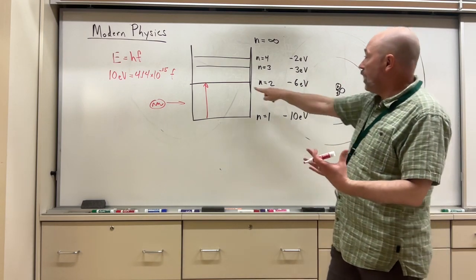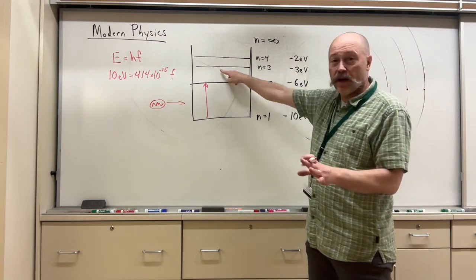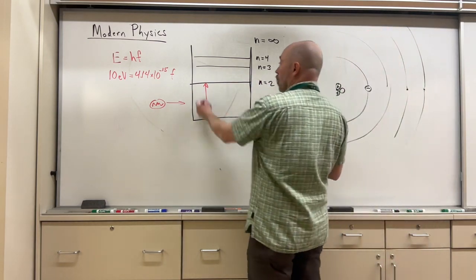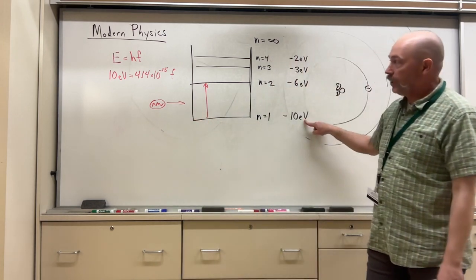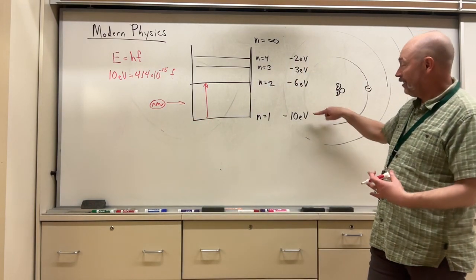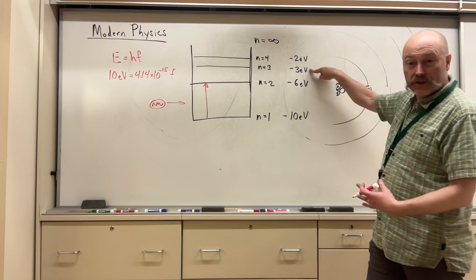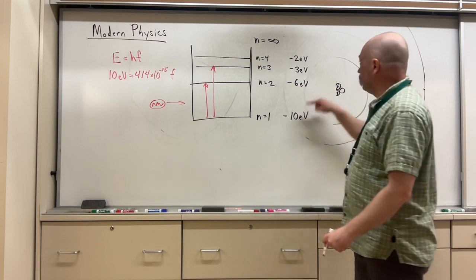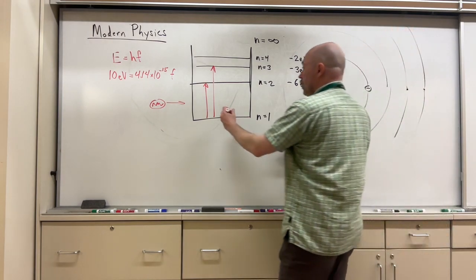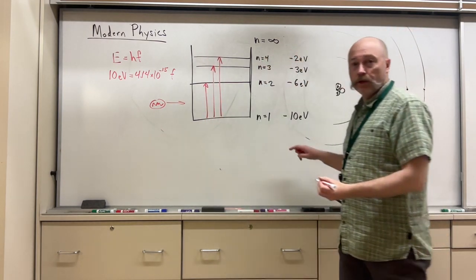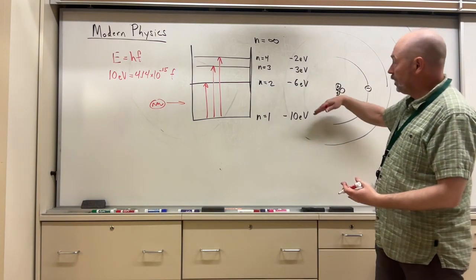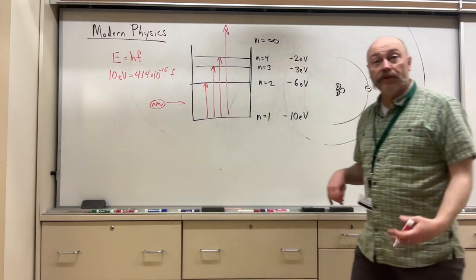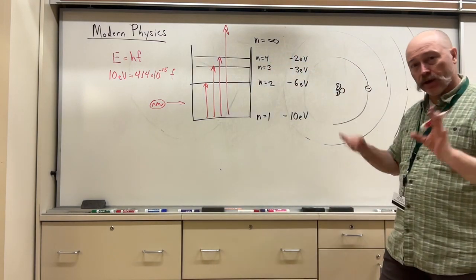So if I had an electron in this level, it could jump to there. But it can't go in between. If I started at n equals 1 and I happen to absorb a photon with 7 eV, then it would jump to this level. If it absorbed a photon with 8 eV, it would jump to that level, okay? If it absorbed a photon with 10 eV, it would literally leave the atom, or if it had more than 10 eV, it would leave the atom and not be part of the atom, okay?